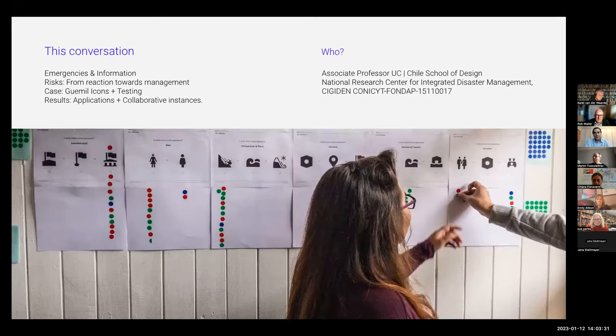As Carol mentioned, today we will have this conversation about emergencies and information. There is a change of paradigm here from the reactive approach towards the management of risk. And here, information is really important. One case that I developed 6-7 years ago is the Guemil Icons project. I will develop it in depth. It's a double project, research and development, designing the icons, but also testing. And then I expect that we can discuss the applications, and there is an invitation to collaborate also for you today.